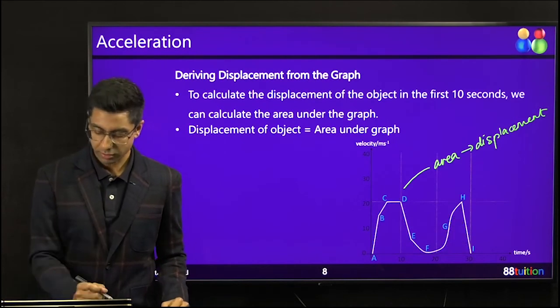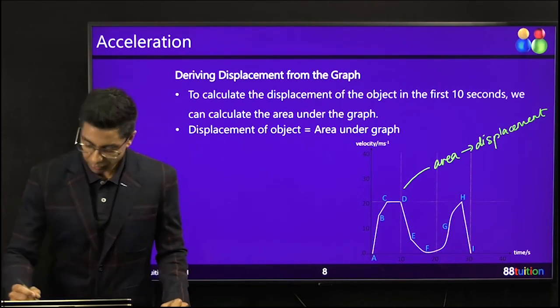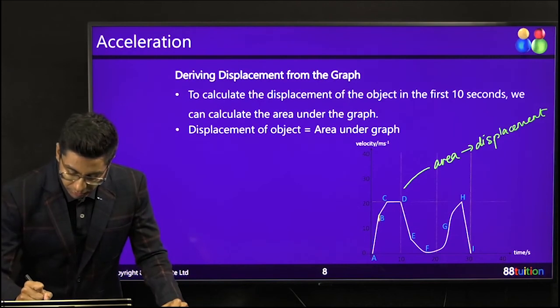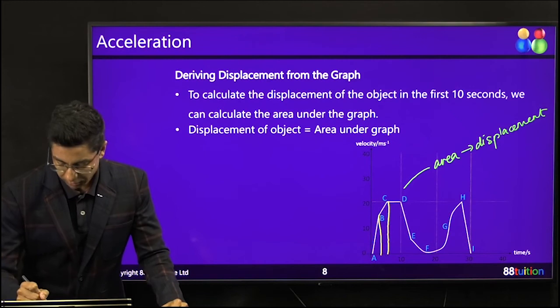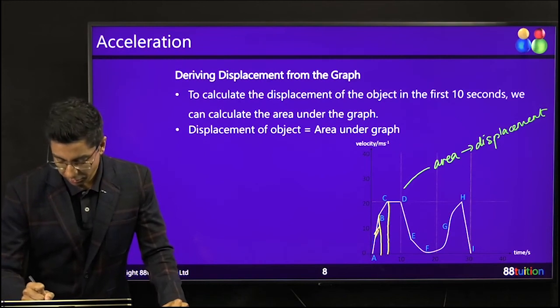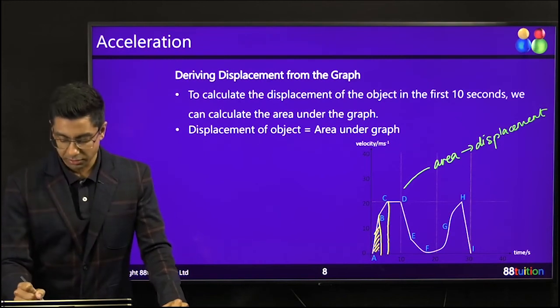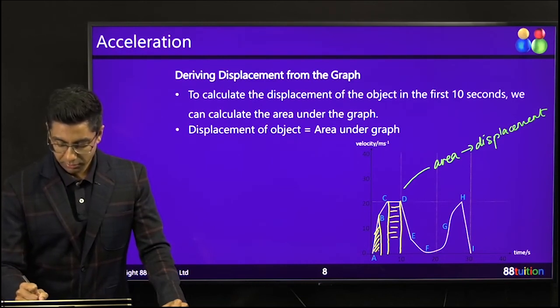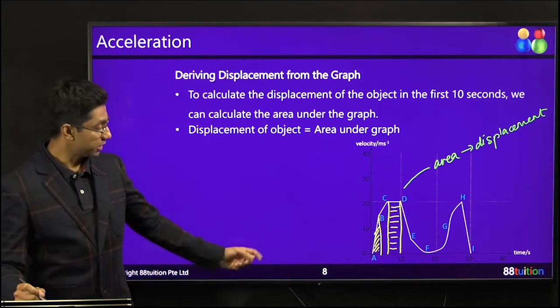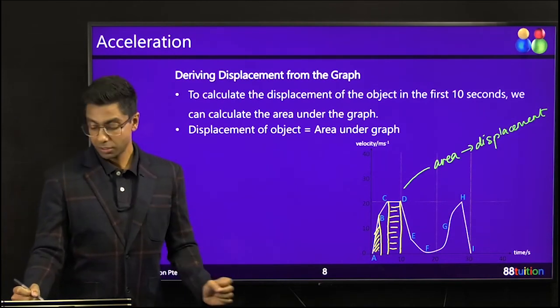Okay? Now we break it up. Now we have this, and then we have this. Okay, my lines are not straight, but you can always find the area of this triangle, half base times height, and this is a rectangle, and this in between is a trapezium. How do you do a trapezium?